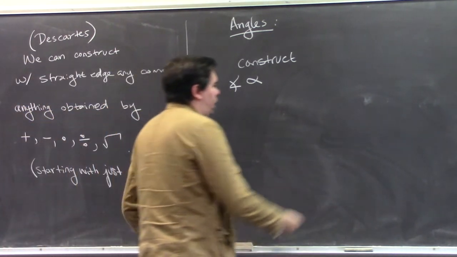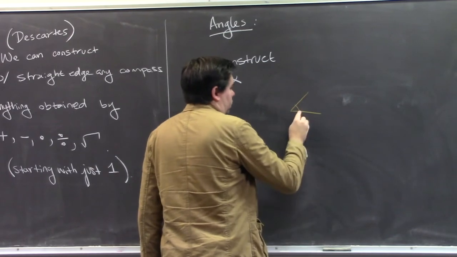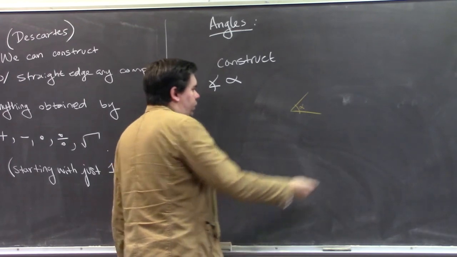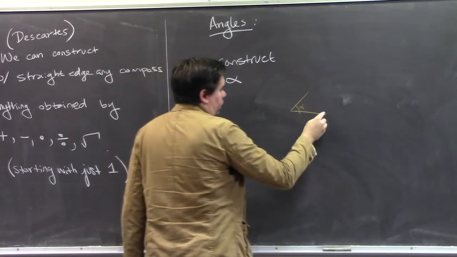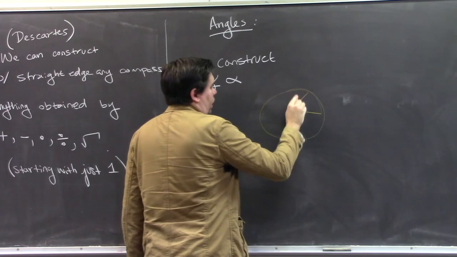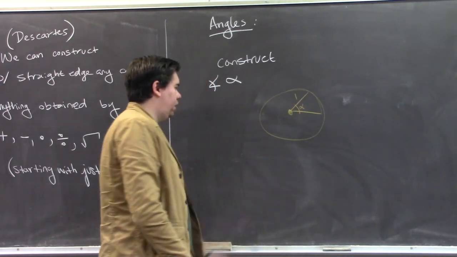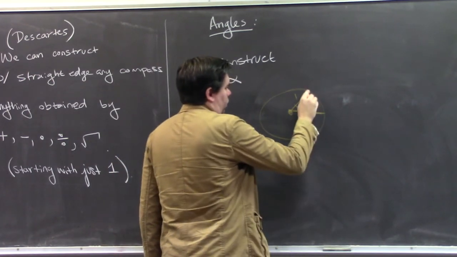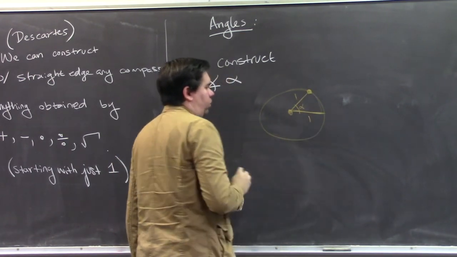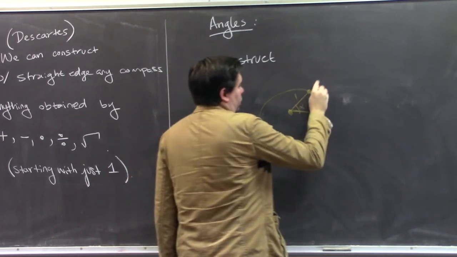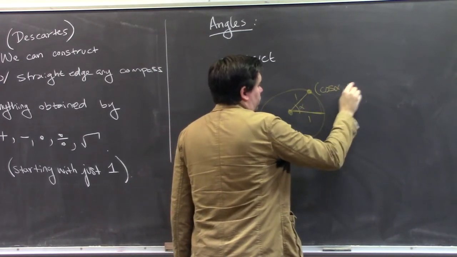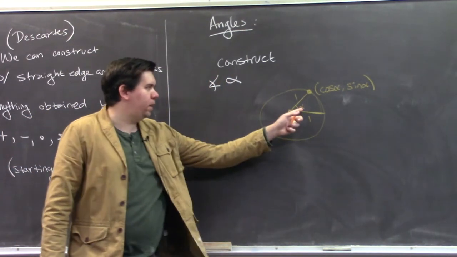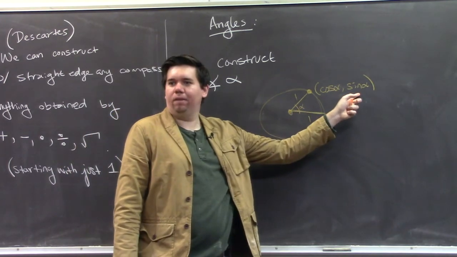Well, you know that if you have some angle alpha, and you work in a unit circle, so this is some radius one, centered at the angle's beginning at the center, then you know the coordinates of this point right here, so this is one as well, will just be cosine alpha, sine alpha. Which means if you can construct alpha, you can construct cosine of alpha and sine of alpha.